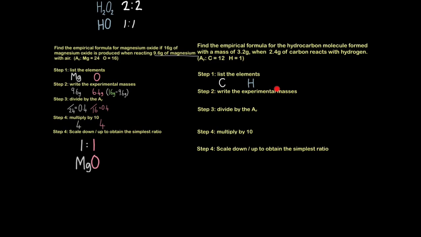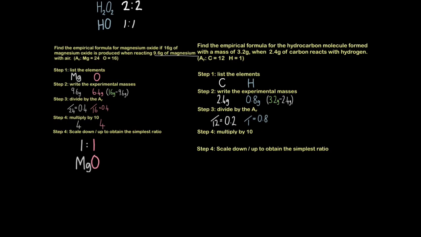Okay, so firstly list the elements. So we have carbon and hydrogen. Then you need to write the experimental masses. So 2.4 grams for carbon and 0.8 grams for hydrogen, because I've subtracted 2.4 from the hydrocarbon molecule mass, which is 3.2. So if 2.4 was carbon and we subtract it from this total 3.2, we'll be left with hydrogen only. Next, divide by the AR, the relative atomic mass for each element. So carbon you divide by 12. Hydrogen you divide by 1, and that gives you 0.2 to 0.8.